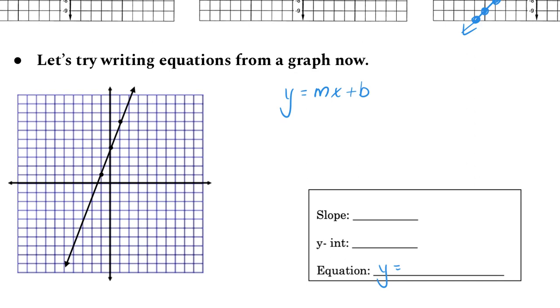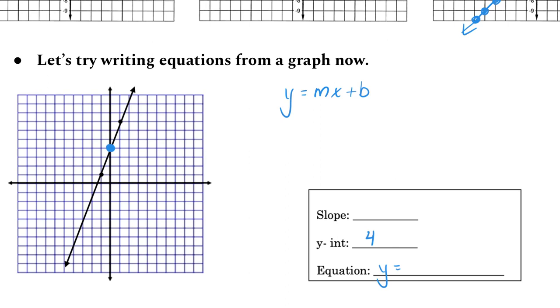The easiest thing to pick out from a graph is the y-intercept. Because remember, the y-intercept is where this graph crosses the y-axis. Well, that's super easy, right? It is just right there. So what number is that? Well, this is 0. We go 1, 2, 3, 4. Our y-intercept is 4.